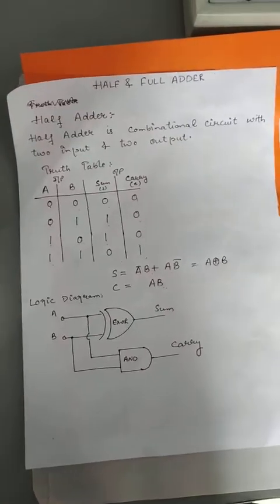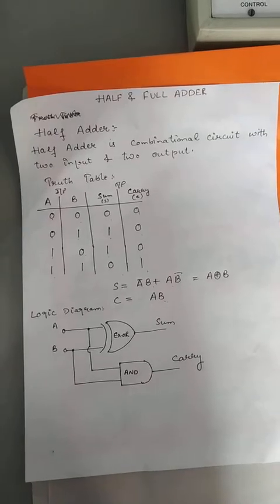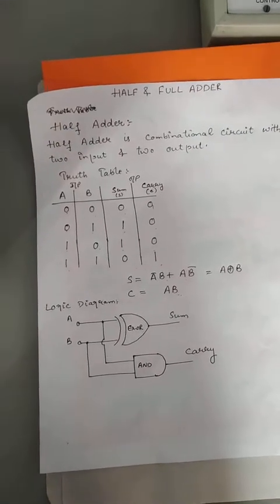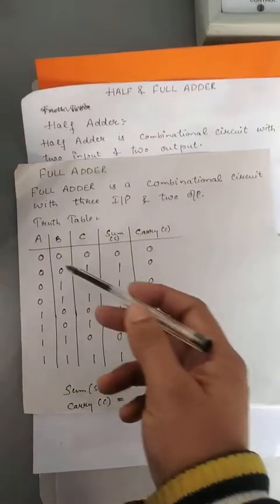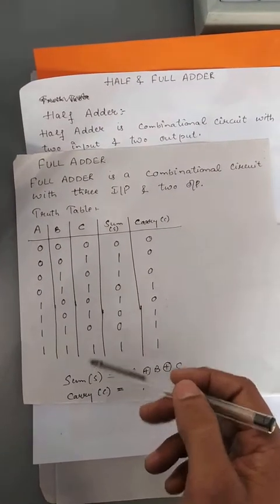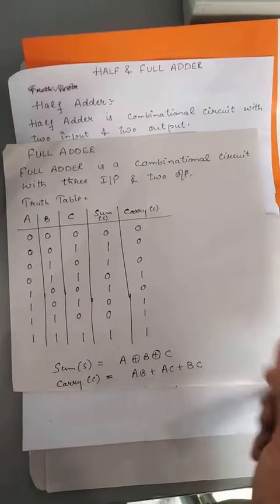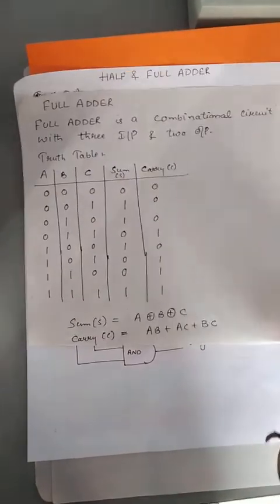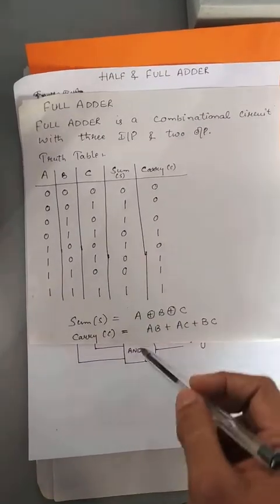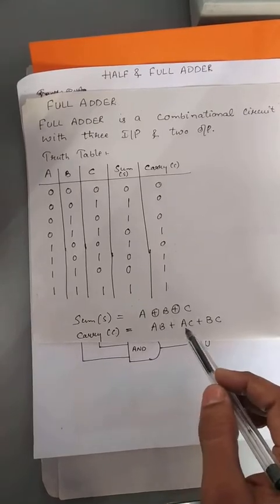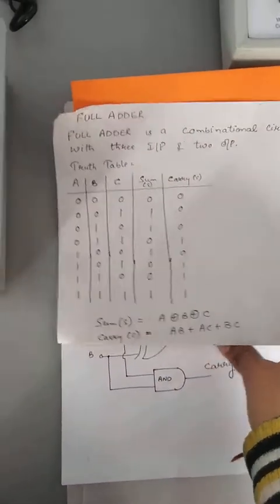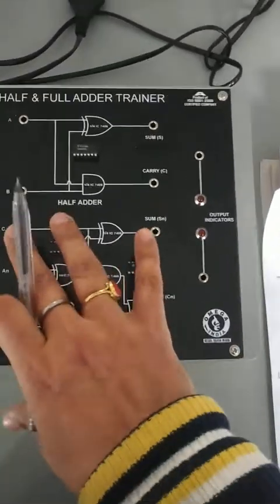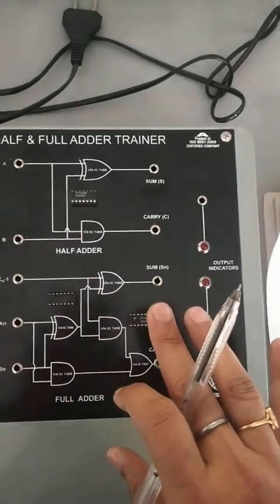Similarly, the full adder is again a combinational circuit, and it has 3 inputs and 2 outputs. This is the truth table for the full adder circuit. Again, by using K-maps you make the equations, and after that you design its circuit. Now you can see that this is a half and full adder trainer kit.